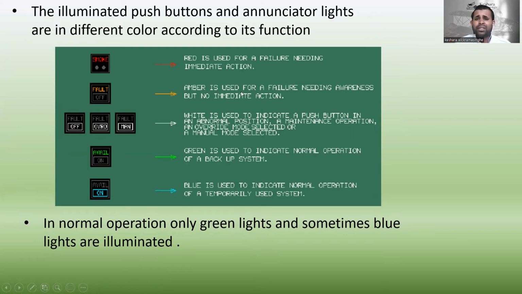Amber is used for a failure needing awareness but no immediate action. White is used to indicate a push button in an abnormal position, a maintenance operation, an override mode selected, or a manual mode selected. Green is used to indicate normal operation of a backup system. And blue, normally we can say cyan, is used to indicate normal operation of a temporary use system.